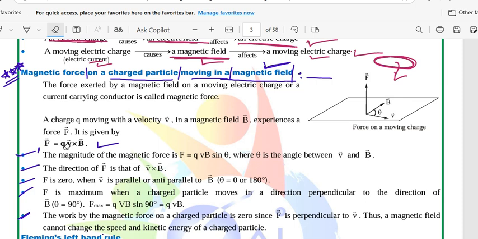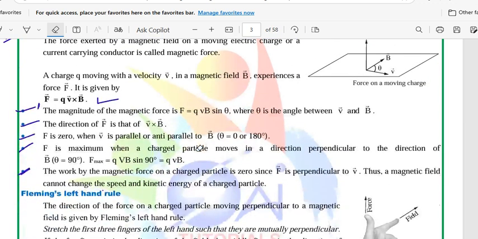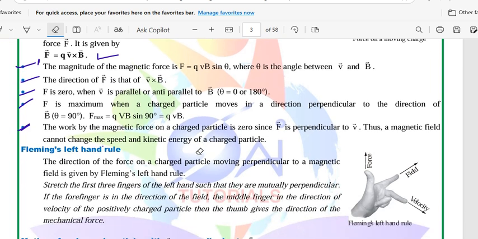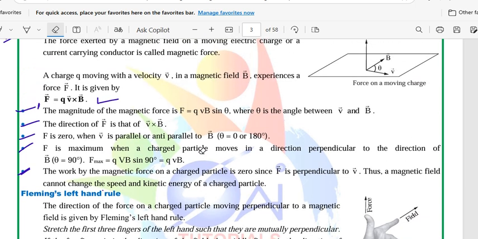Suppose the force exerted by a magnetic field on a moving charge or a current carrying conductor is called a magnetic force. The magnetic force involves a charge q, the velocity v bar of that charge, and the magnetic field applied. The force is equal to charge into v bar cross B bar. In magnitude, F is equal to qvB sine theta, where theta is the angle between v bar and B bar. The direction of F bar is perpendicular to v bar and B bar.